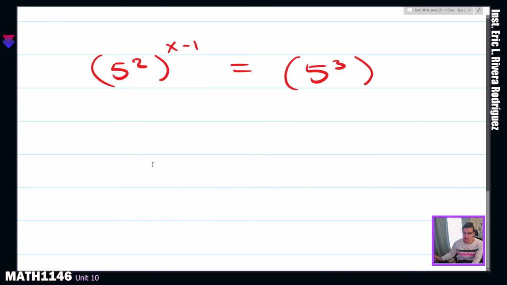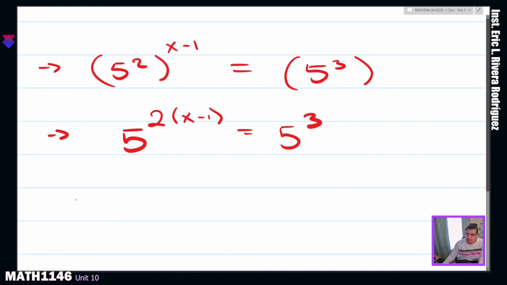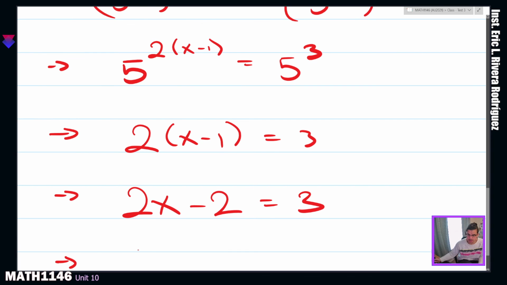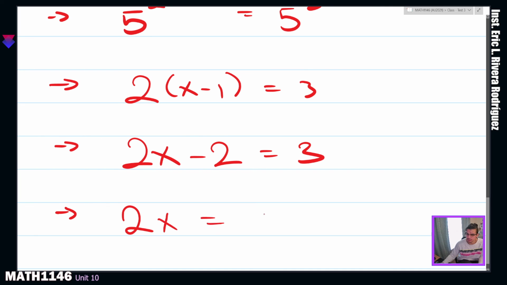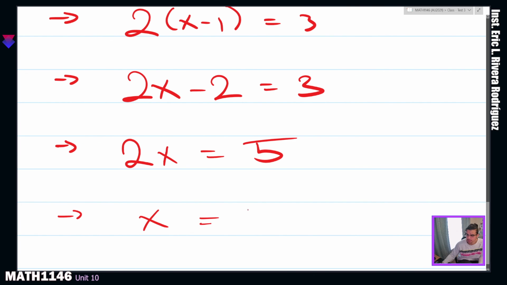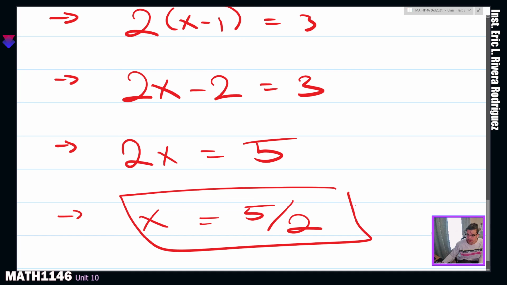So here is the beginning of the written work. So 5, then these two exponents, we multiply them together. We cancel the base, which is 5, so 2 times x minus 1 equals 3. This is a linear equation, so this should be easy for you by this point, because we have been working with this kind of equation since the beginning. And there you have it. That's the answer.